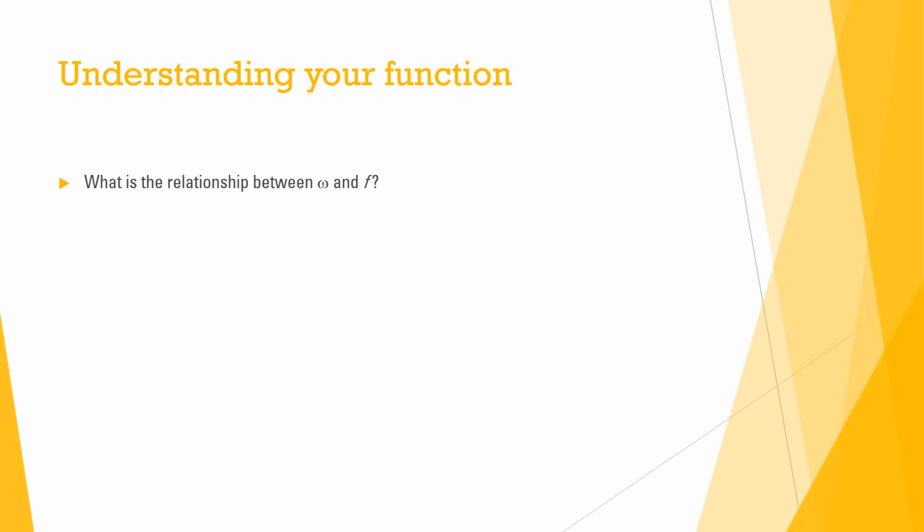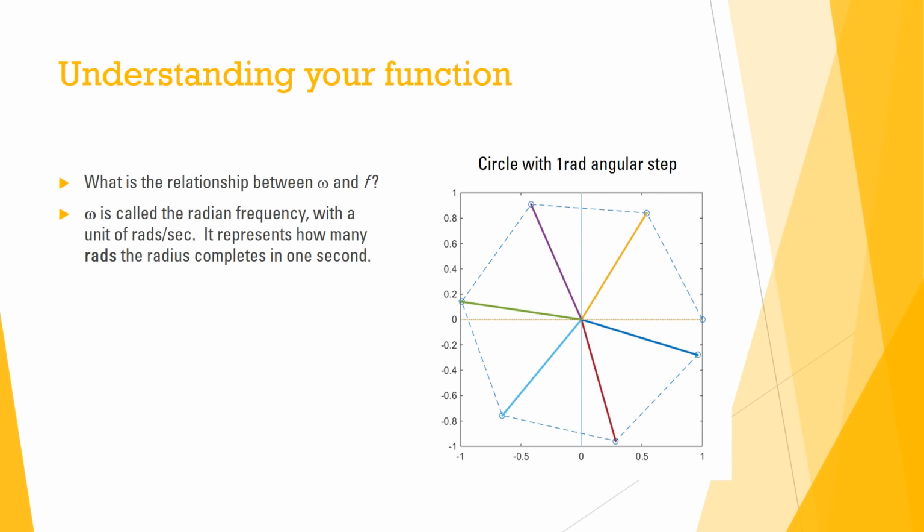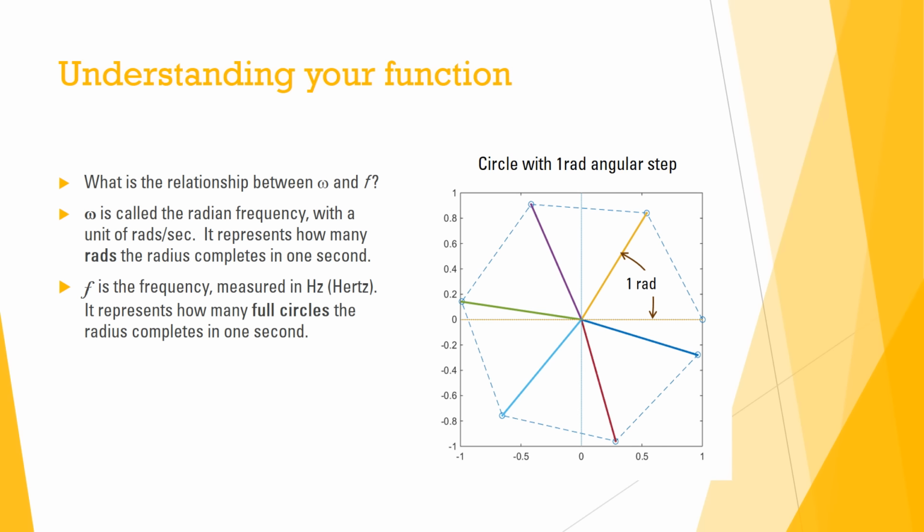In order to do this, I'm going to draw a unit circle with the radii drawn at 1 radian intervals. Omega is the radian frequency and expresses how many radians a vector would rotate in 1 second. Frequency is measured in hertz or cycles per second and expresses how many full circles a vector will rotate in 1 second. Since 1 full circle is 2 pi radians, omega is equal to 2 pi times F.